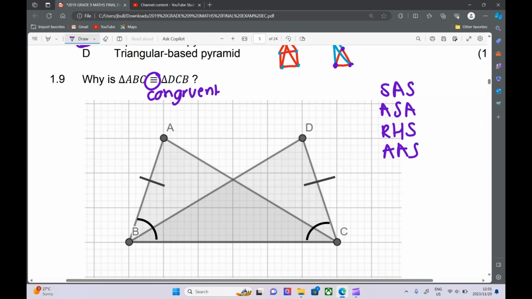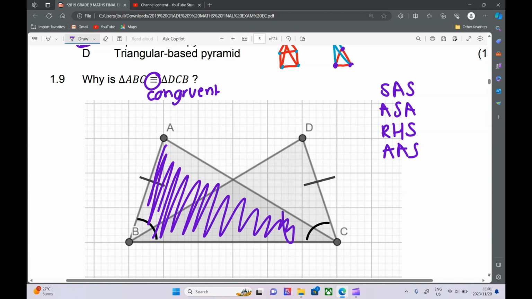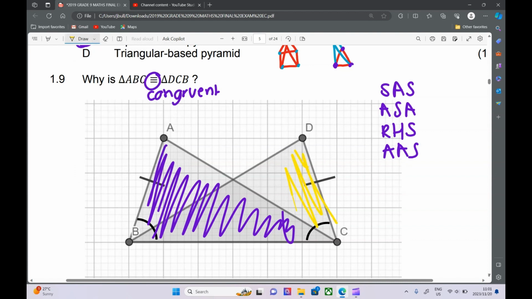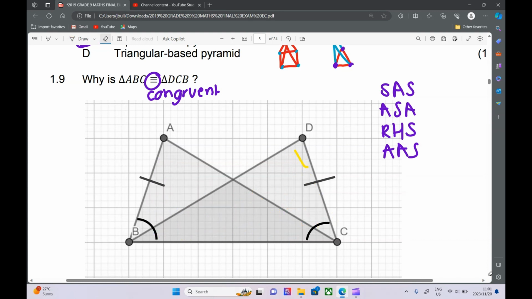This one is a little bit confusing, but we've got this triangle ABC, so it's this triangle here. And then the other triangle is this triangle here. We want to try to prove that they are exactly the same triangles. So I'm going to get rid of these scribbles so we can see what we're working with.